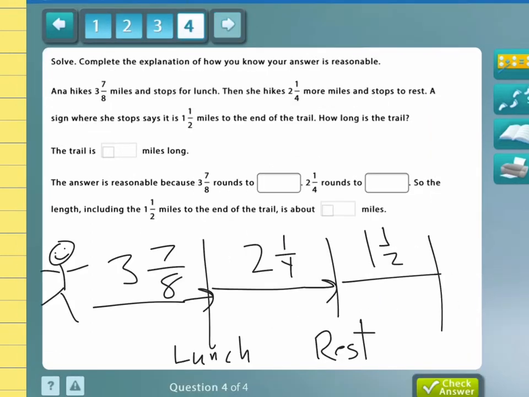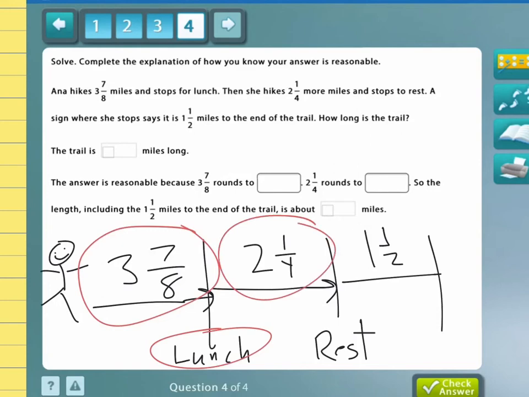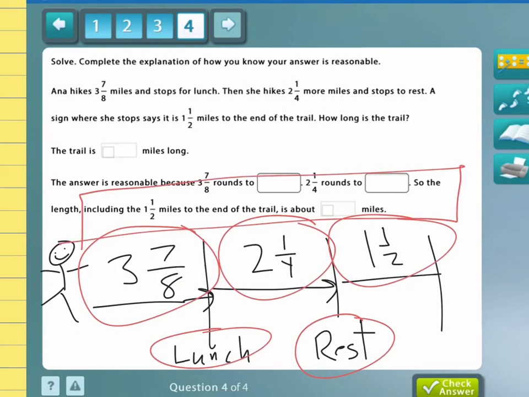And the final problem is a word problem, and it's always best to draw a picture and a model to help you understand the problem. Anna hikes 3 7/8 miles, stops for lunch. Then she hikes another 2 1/4 miles, stops to rest, and then the sign says it's another 1 1/2 miles to the end. They want us to know what is the total for all of the hikes. So we're just going to combine 3 7/8, 2 1/4, and 1 1/2 to get our answer.